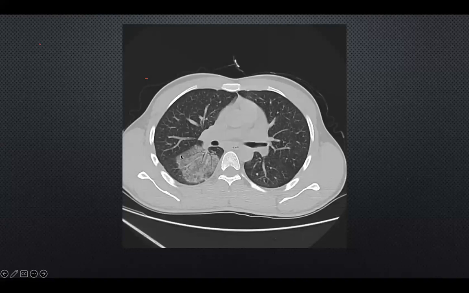Here is an example of consolidation. So it's a bit like the chest X-ray. It's white, but it's not completely white. You can still see air bronchograms, airways through it. And this is how you know that this is consolidation due to infection.